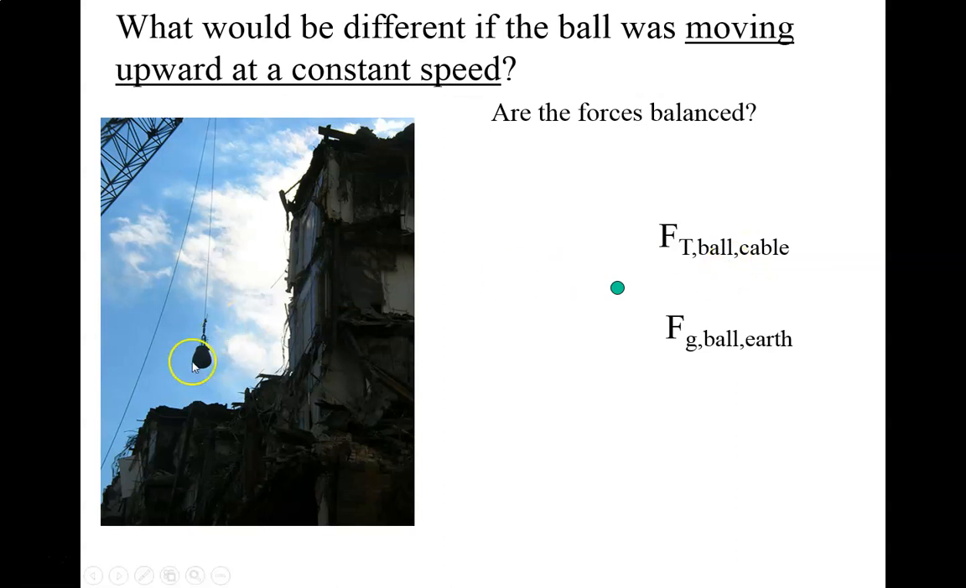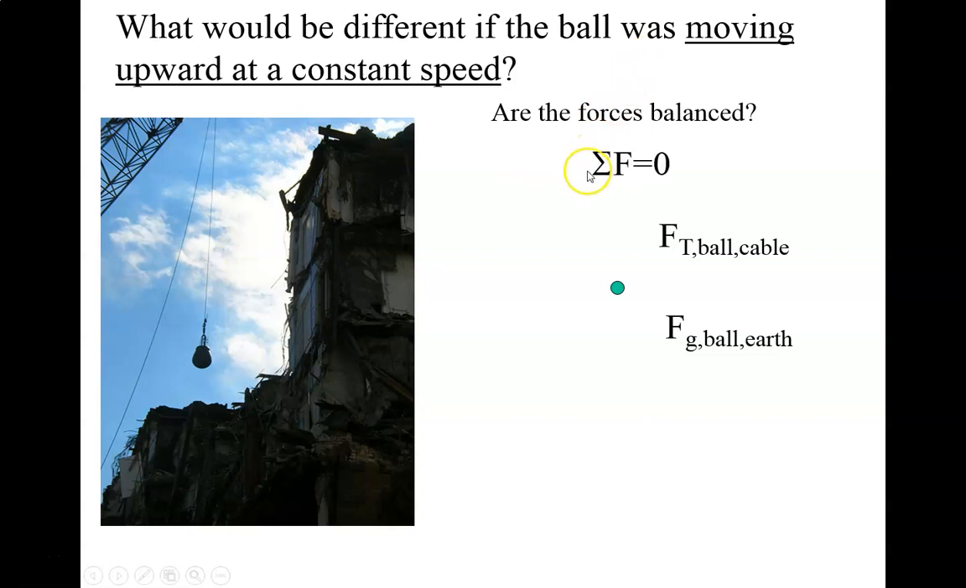Let's say that we had the wrecking ball and it was moving upwards at a constant speed. Okay, moving upwards at a constant speed. Are the forces balanced or unbalanced? Okay, the forces are still balanced. The forces on an object are balanced if it's continuing to do whatever it's doing, if it's stationary or moving at a constant speed in a straight line.